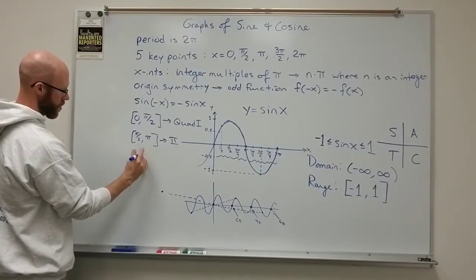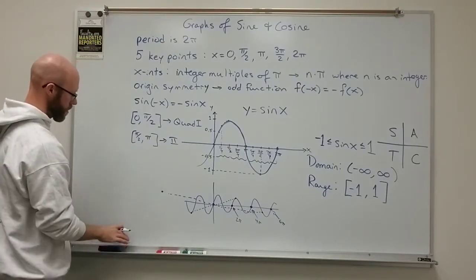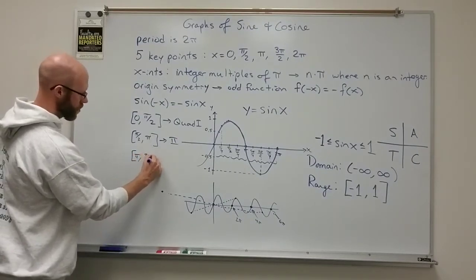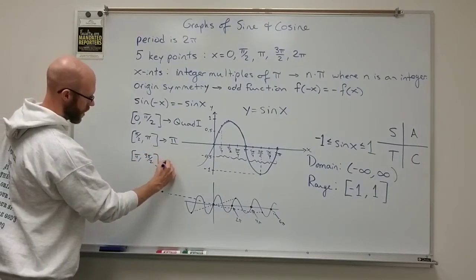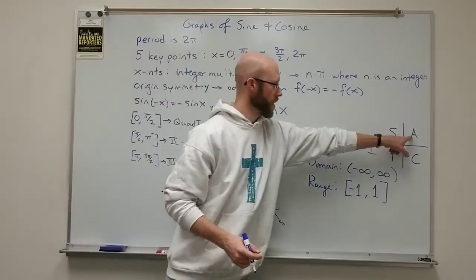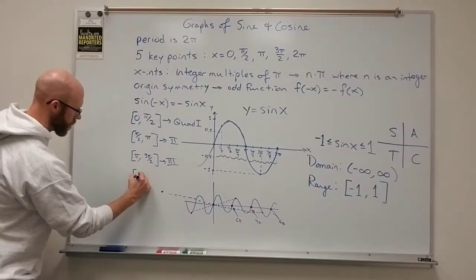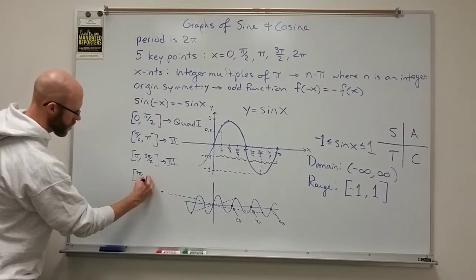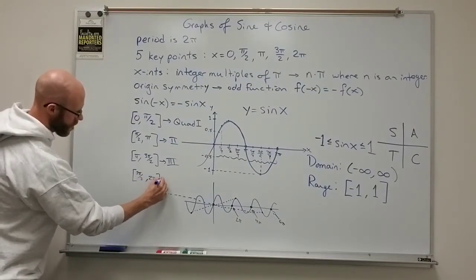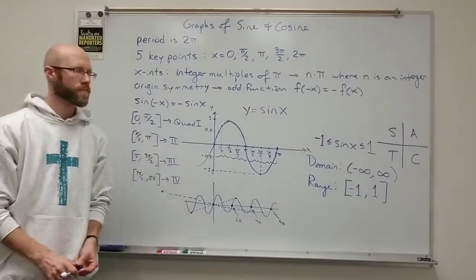Then pi to 3 pi over 2 corresponds to quadrant 3 on a circle, right? You have your values in each of those quadrants there. And then 3 pi over 2 to 2 pi represents quadrant 4 sine values, okay?